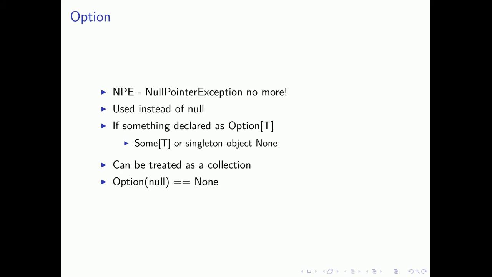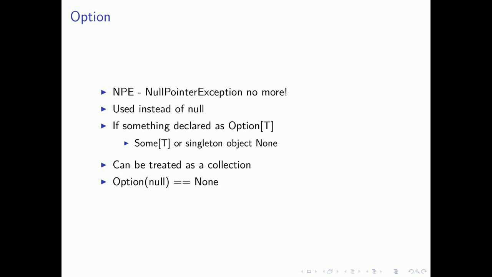And the nice thing there with functional programming is that an Option can be treated as a collection. It's almost like a collection of one element, and you can iterate over it. One of the things that's really nice is that Scala integrates with Java, and so you might have a lot of null pointer exceptions. So you can do Option of null, which just gives None.